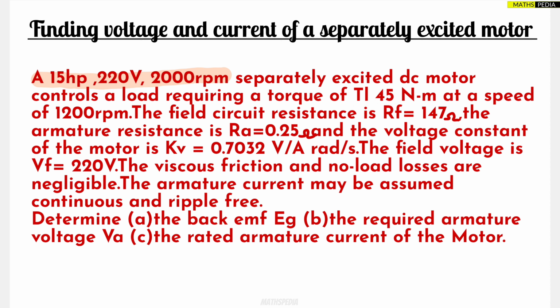Okay, so it controls a load requiring a torque TL of 45 Newton meter. TL is the load torque, which is the same as the developed torque of the motor. So TL is given as 45 Newton meter. It can also be written as TD, the developed torque. Now it is running at a speed of 1200, which is less than the rated speed of 2000 rpm.